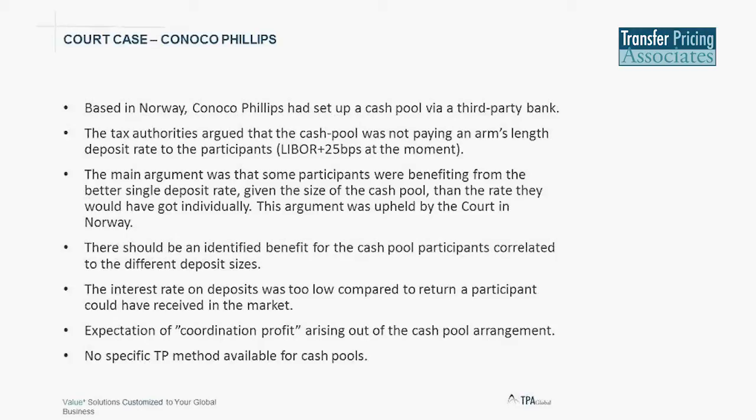The other point was, and that's the second last bullet point, that there was an expectation of a so-called coordination profit coming out of the cash pool arrangement. That pops up in quite a few places in the court decision and description of facts. And it looks like there was not full transparency about the transfer pricing policy, so the Norwegian authorities had this notion of an additional profit coming out of the cash pool by pooling all the management of excess liquidity. And they basically said, we want the Norwegian company to get a portion of that coordination profit. So that was another argument.